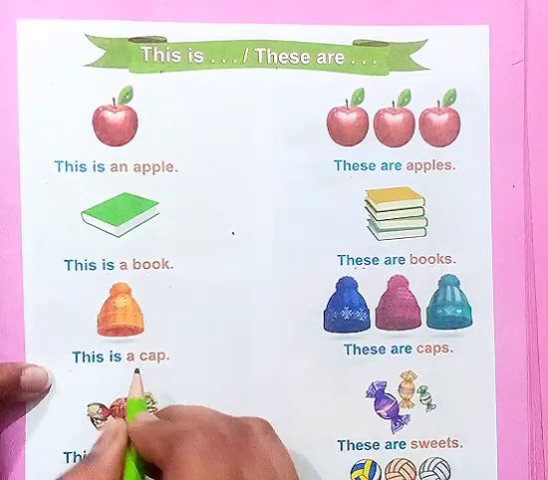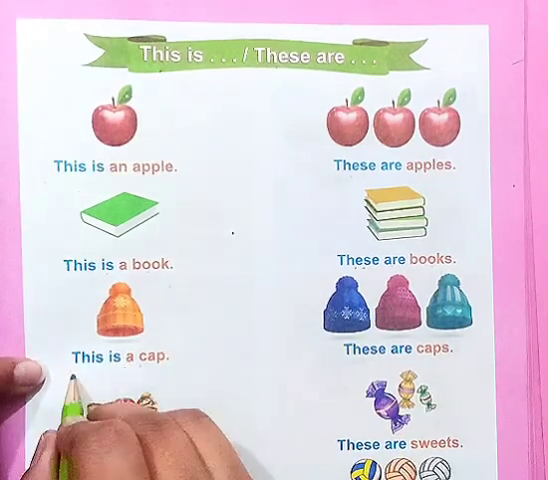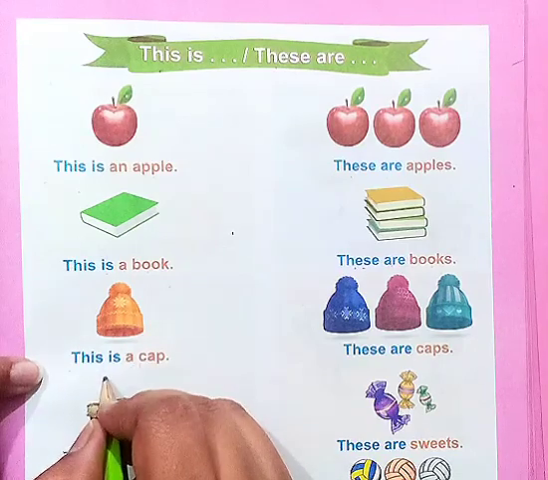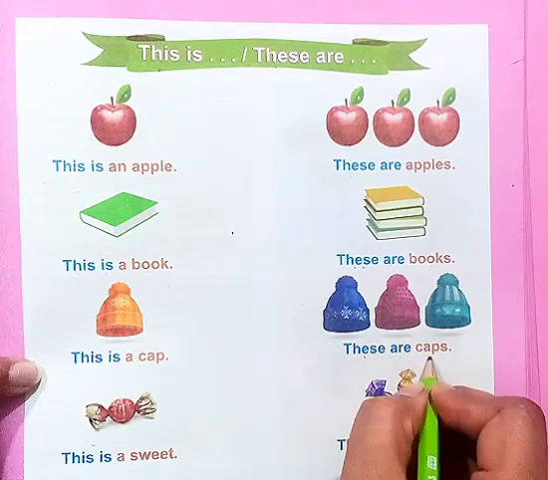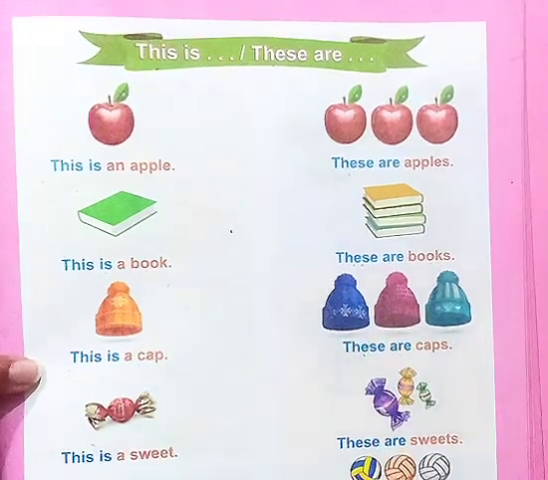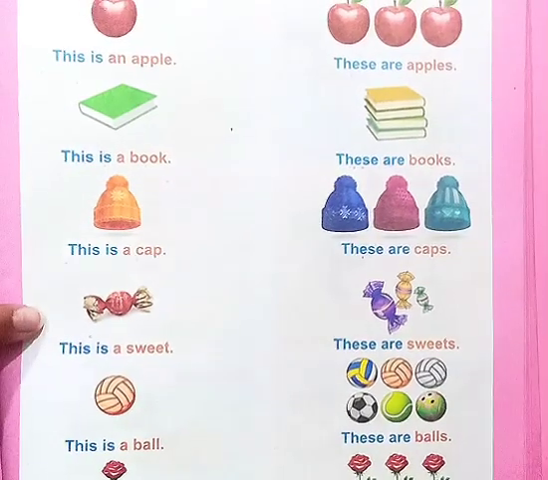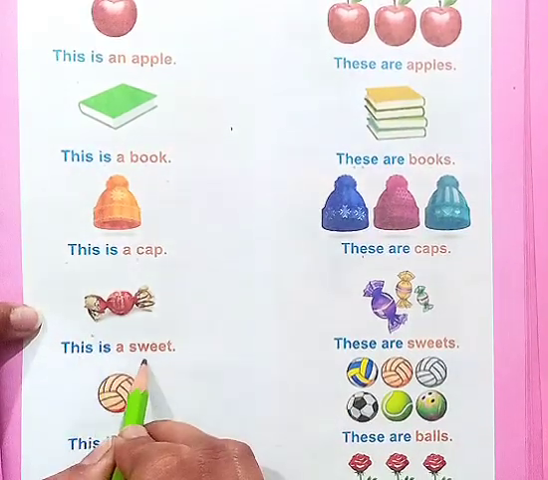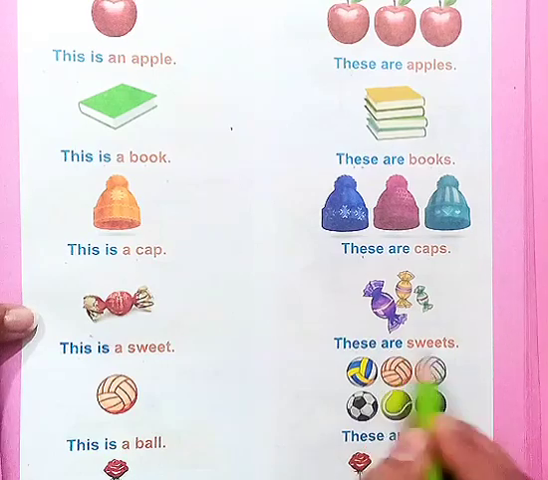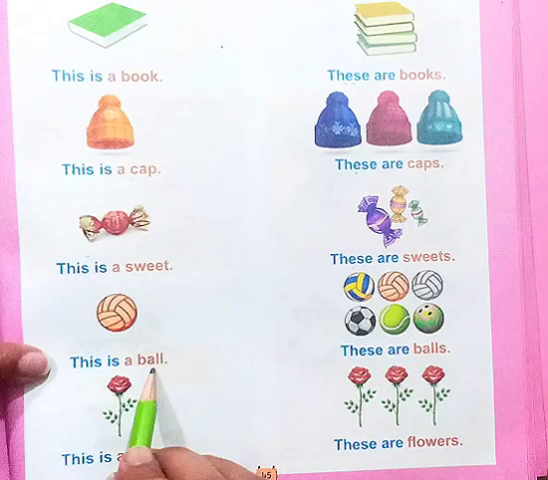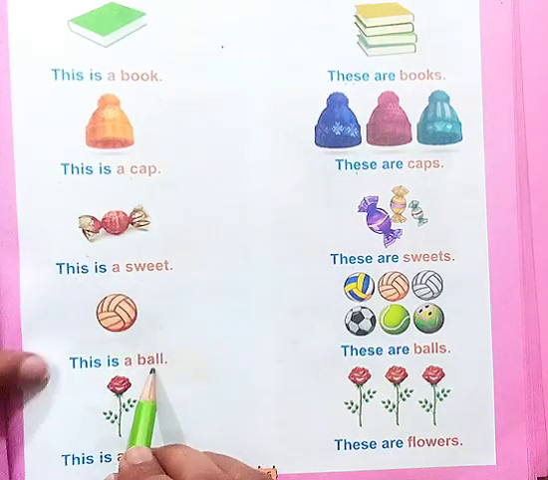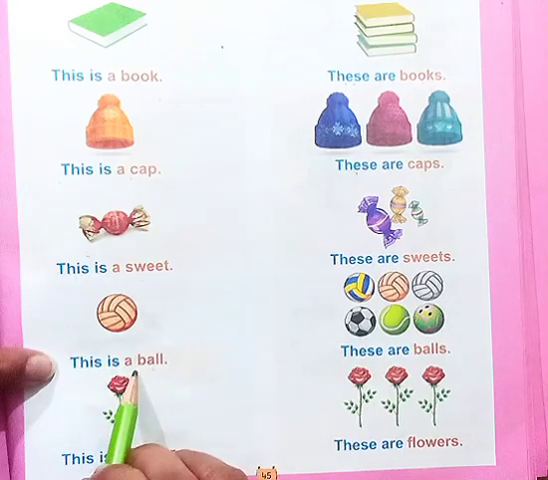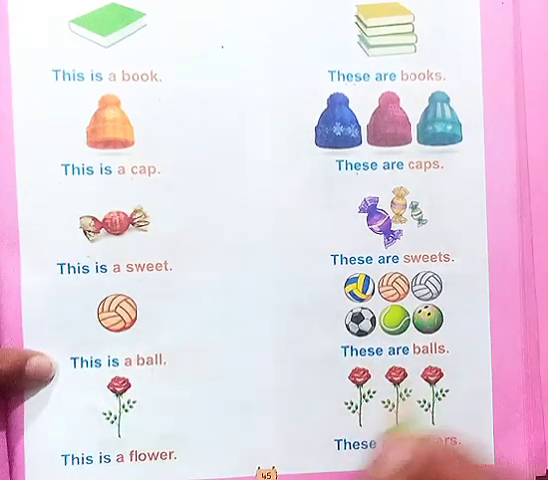This is a cap. As we can see, this is a single cap. So we will say this is a cap and these are caps because there are more than one cap. Next, this is a sweet. These are sweets. This is a ball, as this is a single ball and I can easily touch it. So this is a ball and these are balls.